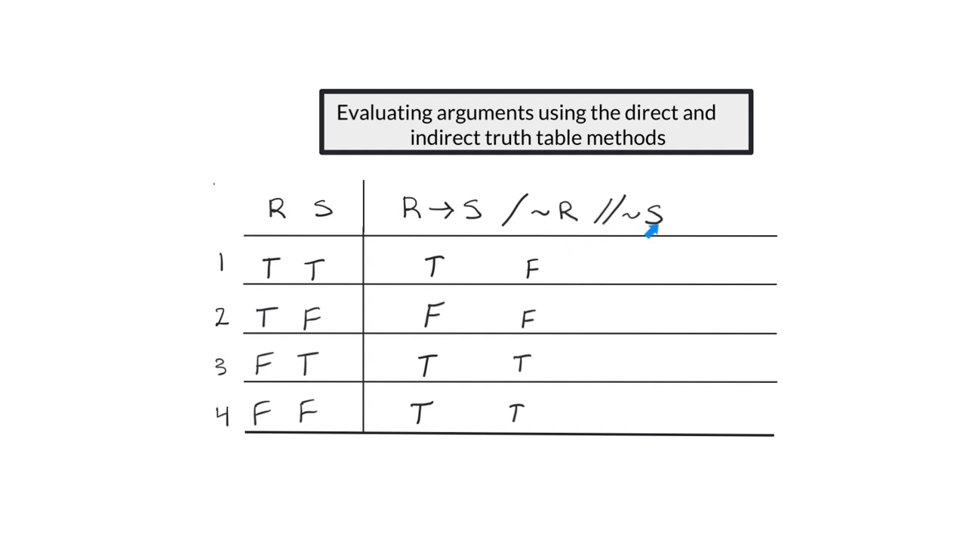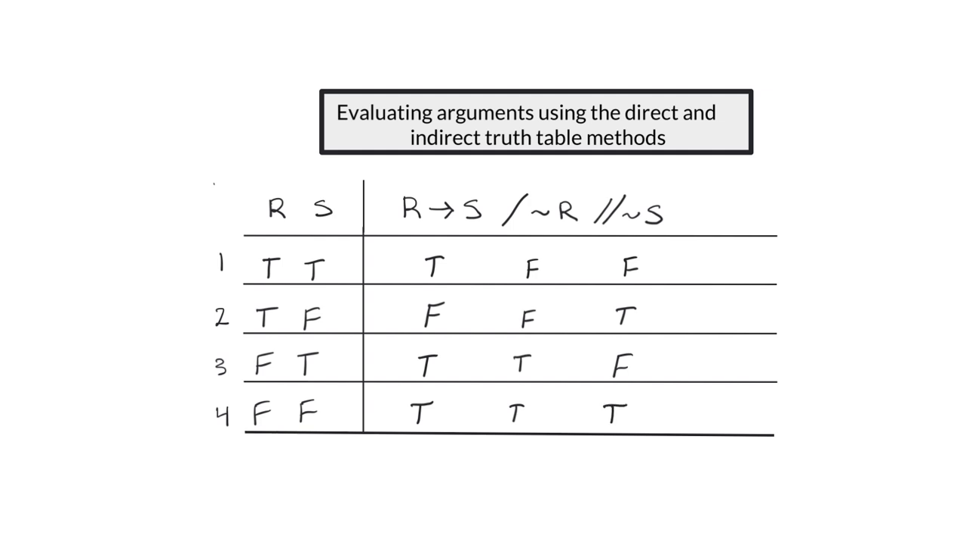And we're going to work the conclusion the same way. We'll just go row by row. So row 1, S is true, so the negation of S is false. Row 2, S is false, so the negation of S is true. Row 3, S is true, so the negation of S is false. And row 4, where S is false, the negation of false is true.